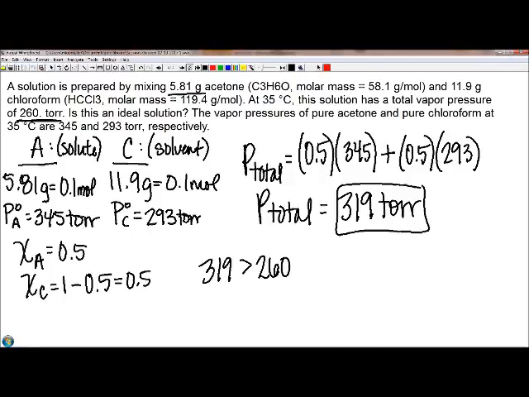So there is a deviation where it's greater than, so it would have a positive deviation from Raoult's law. And that's kind of from the table that's up above in your note packet.